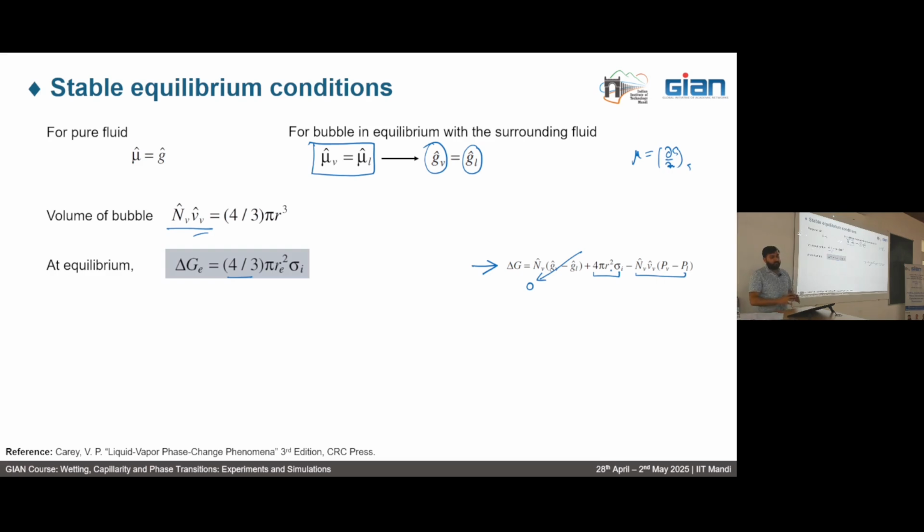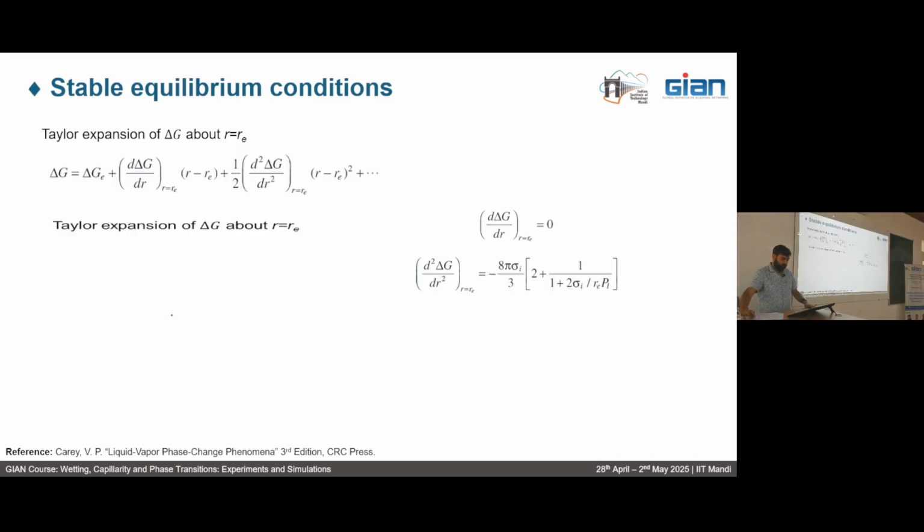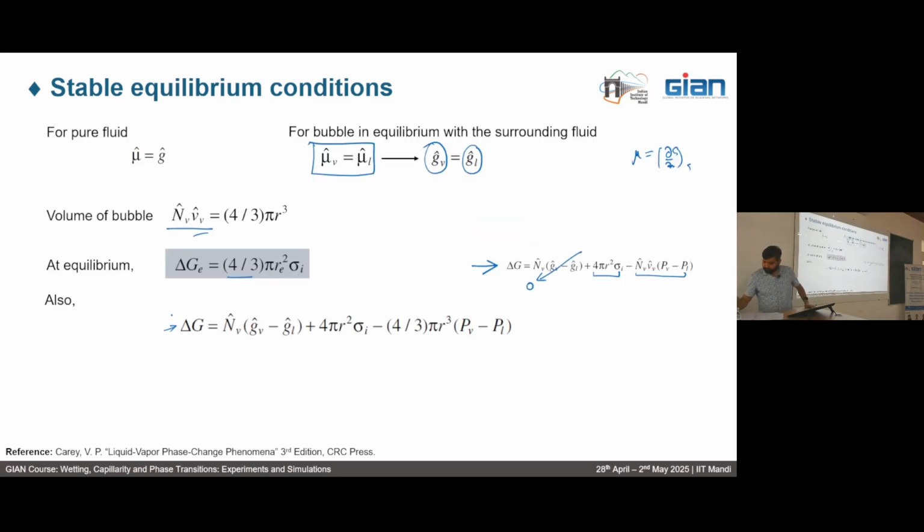So, delta G at equilibrium is 4 by 3 pi r e square sigma I, and this is your delta G. Of course, this is not at equilibrium, this is an equilibrium. So, from this expression what you see is on what variables delta G depends.